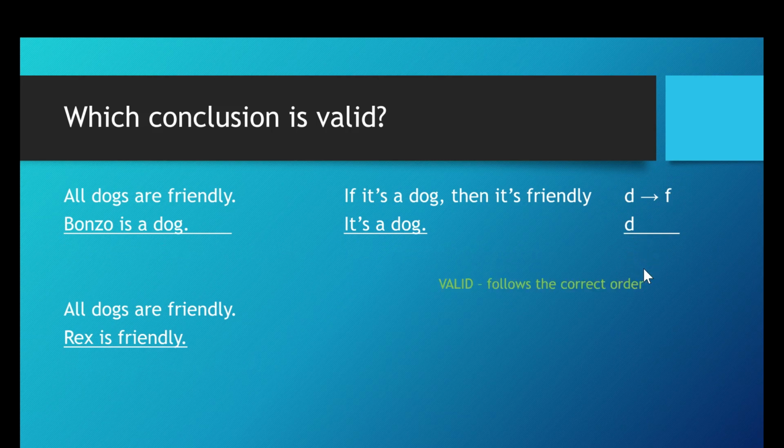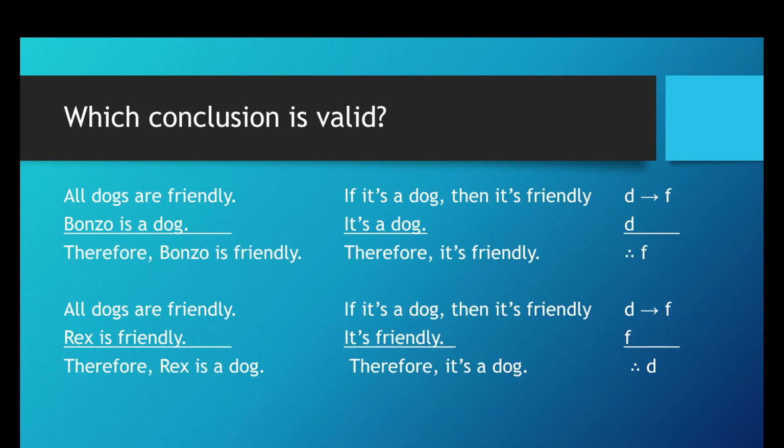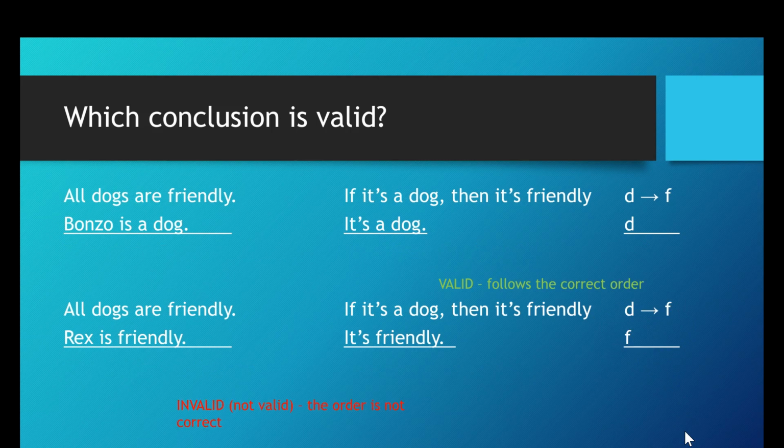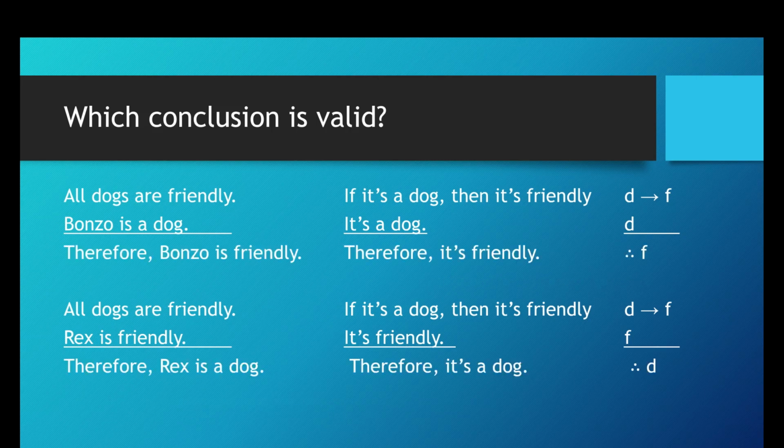Now how about this next one? Try this one out. So all dogs are friendly means if it's a dog, then it's friendly. Rex is friendly. It's friendly, so F for friendly. Therefore, it's a dog. This one is invalid. The order is not correct. And again, I don't know why I took out the concluding statements there. First one is valid. Second one is invalid. Now, without the concluding statements, try to draw the picture.